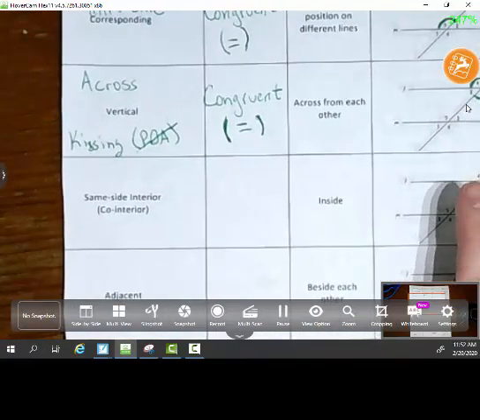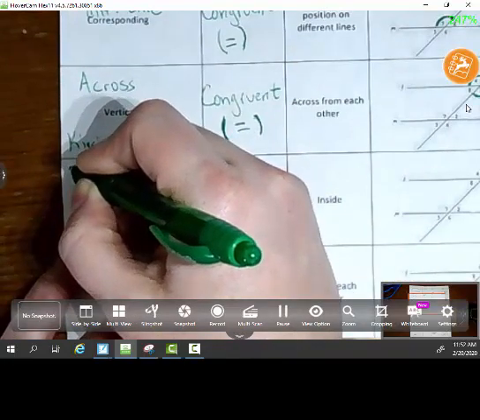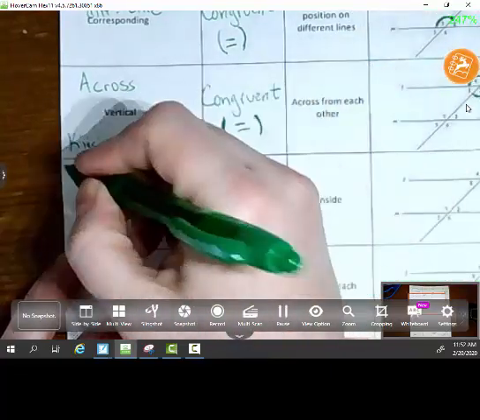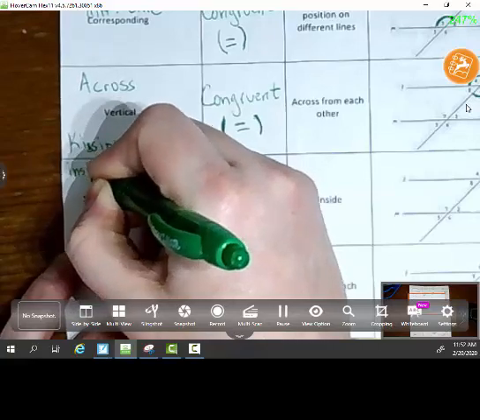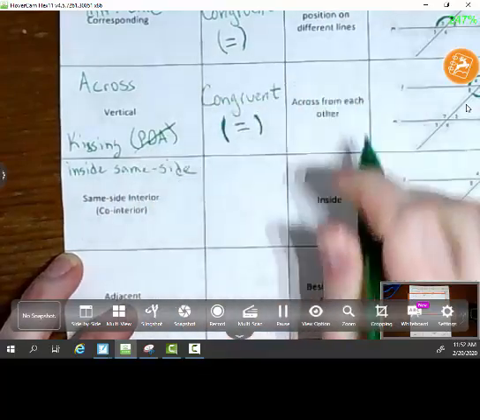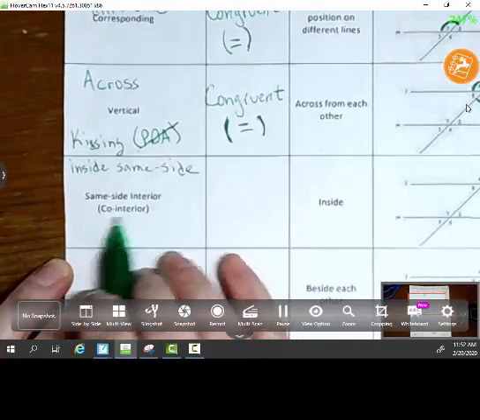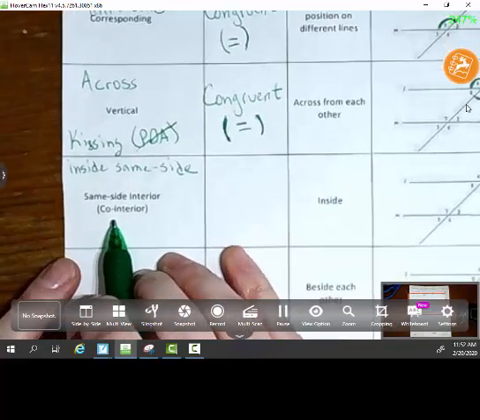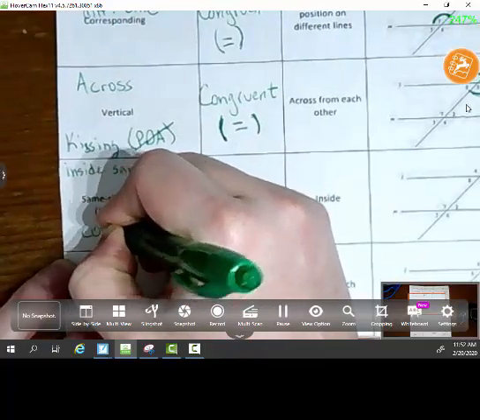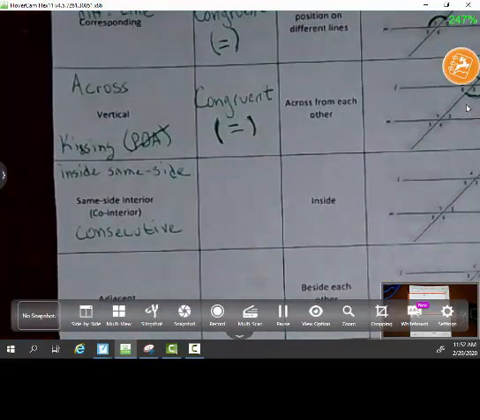What does same side interior mean? What's it mean to be on the same side interior? Inside on the same side. Yeah, inside, same side. And this one had three different names, so this one plus 2 more names. Same side interior, co-interior, and consecutive. Those are all the same thing.